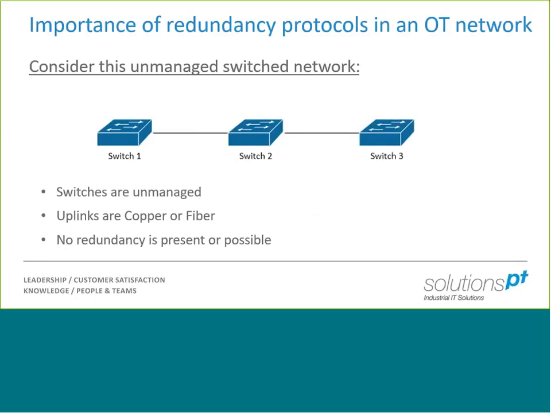This is just an unmanaged switch network. So let's assume we've got 3 switches here. They're all unmanaged. The uplinks between them, regardless of whether they're copper or fiber, the same principle applies here. Now, in this example, we cannot have any redundancy. We can't connect switch 1 back to switch 3 and form a ring. We just can't do that with unmanaged switches. That's something we'll talk about in a minute, about why managed switches are so important, and this is a prime example of this.